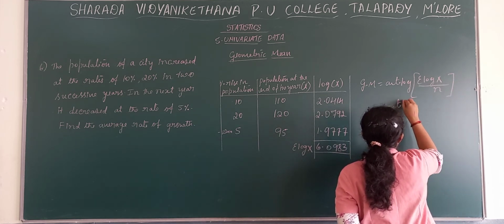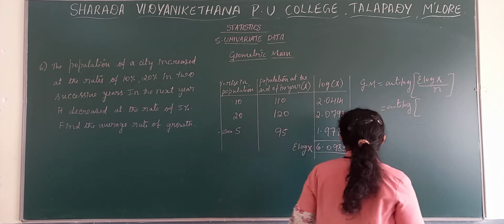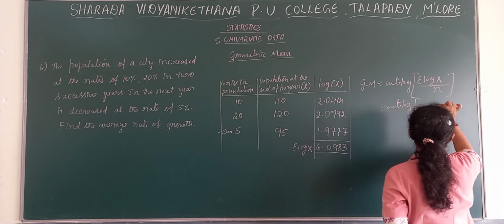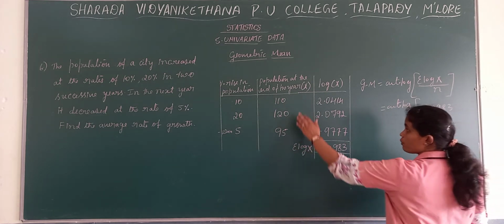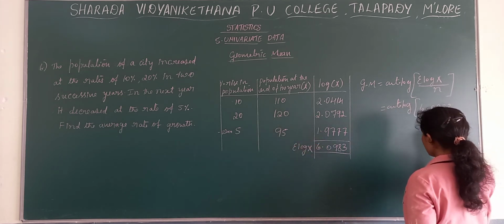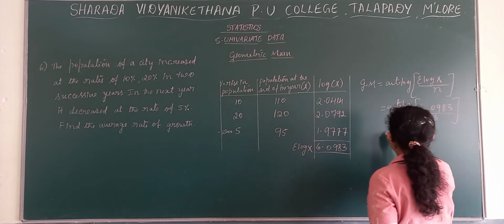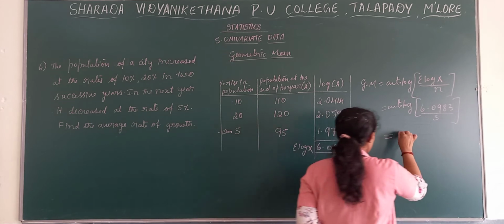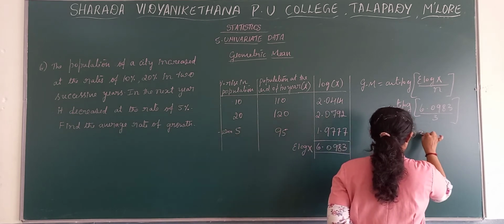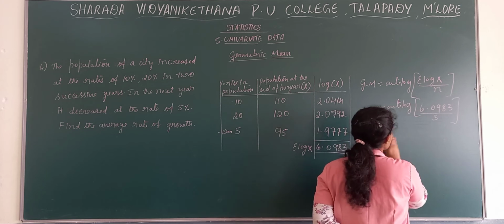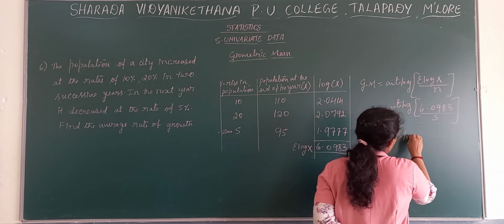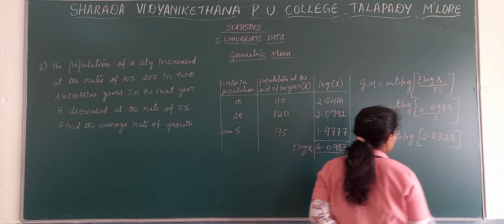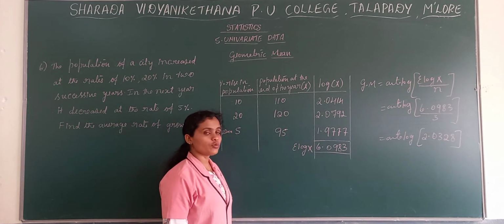So here antilog of sigma log x, 6.0983, divided by how many observations? We have 3 observations here. When we divide it, we get 2.0328. Now we need to find out the antilog of 2.0328.